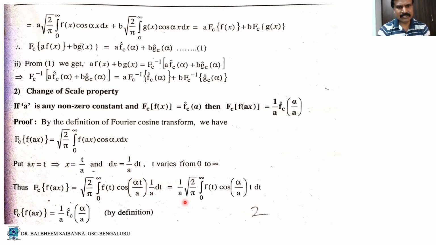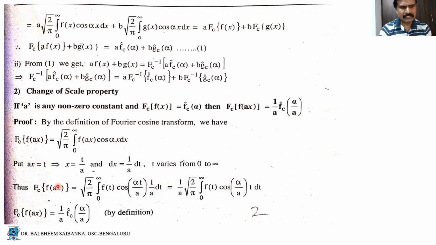So t is the variable. This 1 by a is constant, you take it outside the integral. Then you write 1 by a root of 2 by pi integral 0 to infinity f(t) cos (alpha by a) t dt.